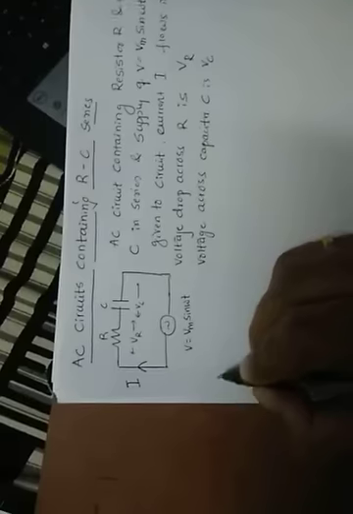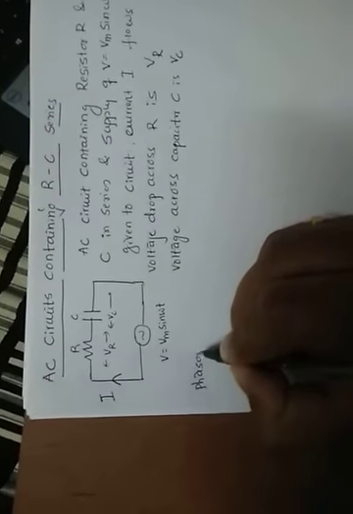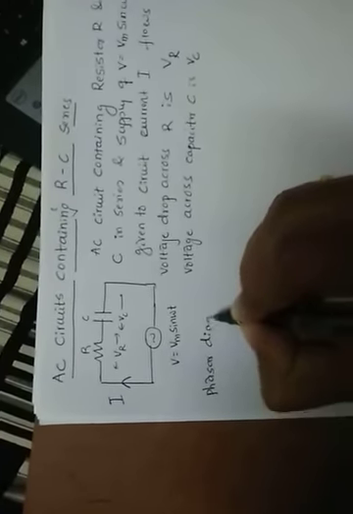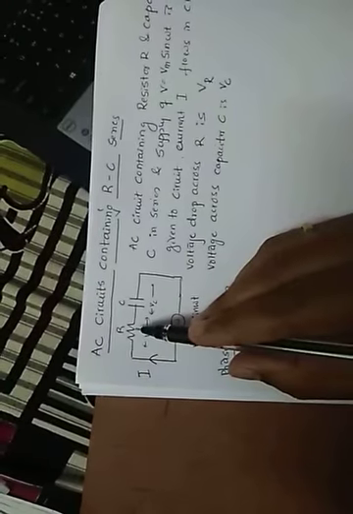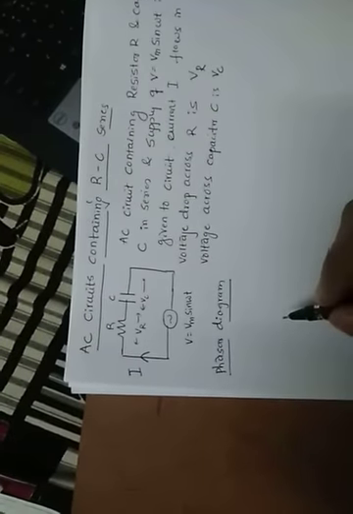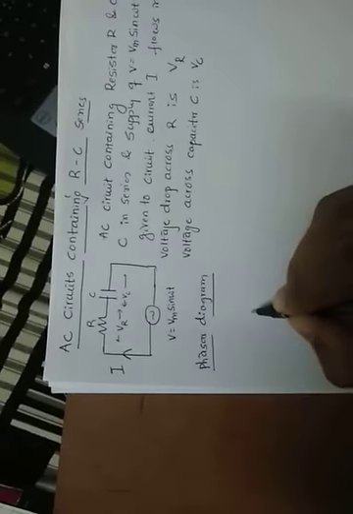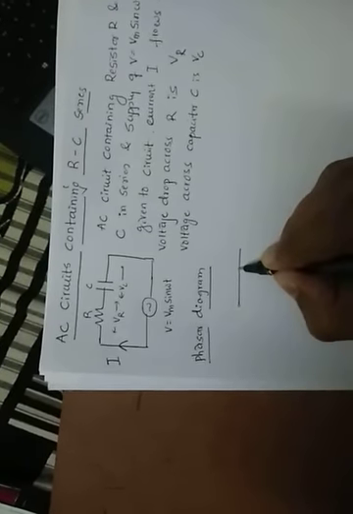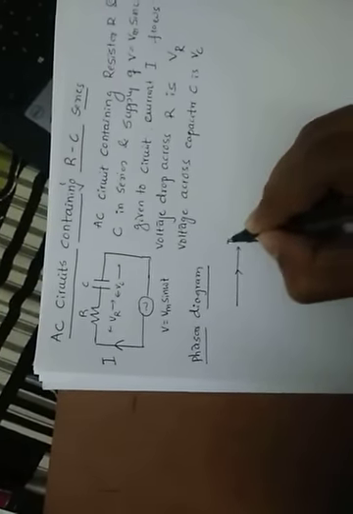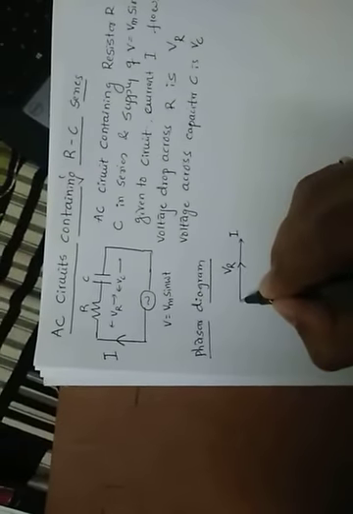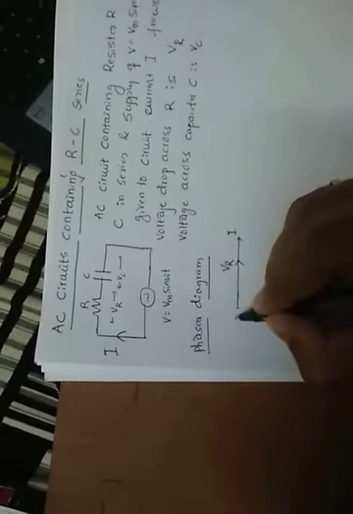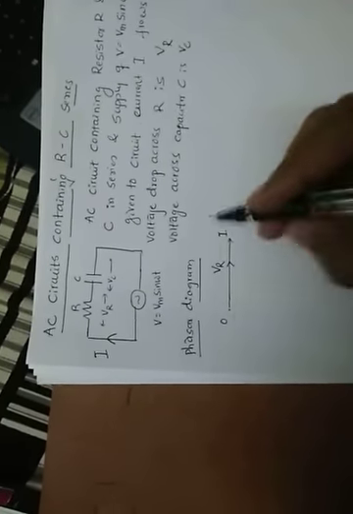Now, if you want to plot the phasor diagram, we can plot it like this. First we can plot the resistor phasor diagram. In the case of a resistor, current is in phase with the voltage. So it is the current I, and VR is the voltage across the resistance. Both are in phase. It is the phasor diagram.